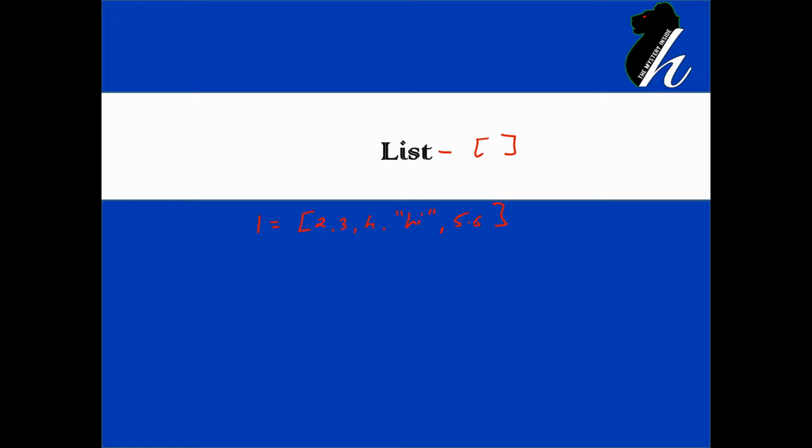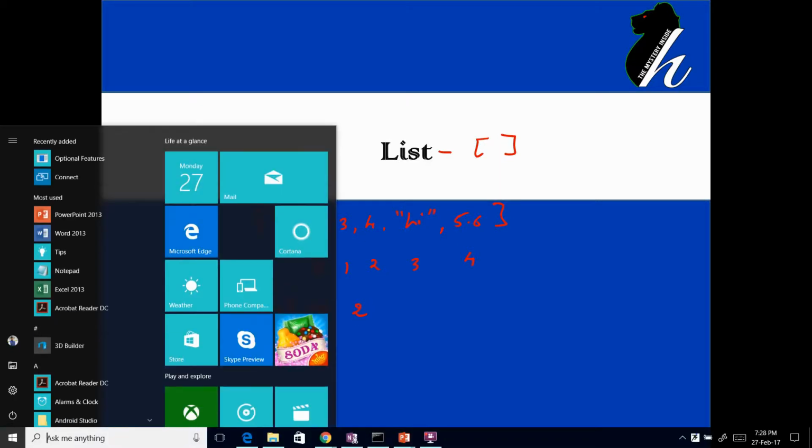List is indexed. What does that mean? If I wanted to access a particular element, the index values of the elements are 0, 1, 2, 3 and 4. So if I write L of 0, that is going to return me 2. That is why it is known as an ordered collection of items. Let me have a demonstration for the same.